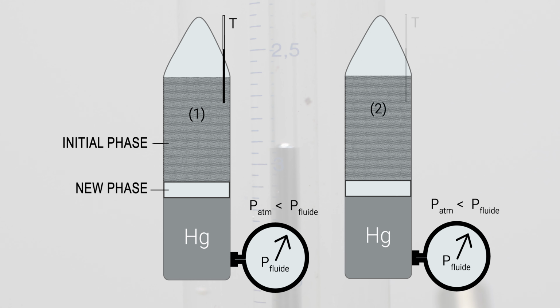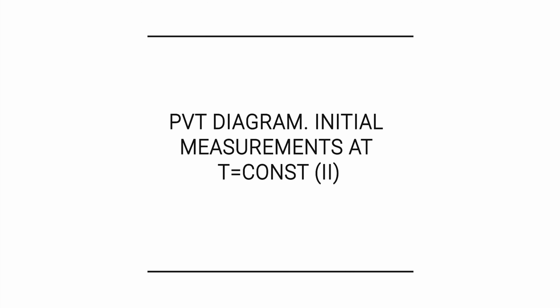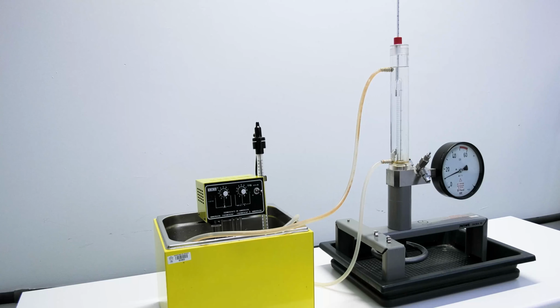When reaching a determined value of pressure and temperature, a small additional reduction in volume does not produce an increase in pressure, but a molecular aggregation from gas phase to liquid phase. Pressure and temperature remain constant with a reduction in the value of volume. PVT diagram. Initial measurements at constant temperature. We will contrast the exposed hypothesis in the following experimental measurements.